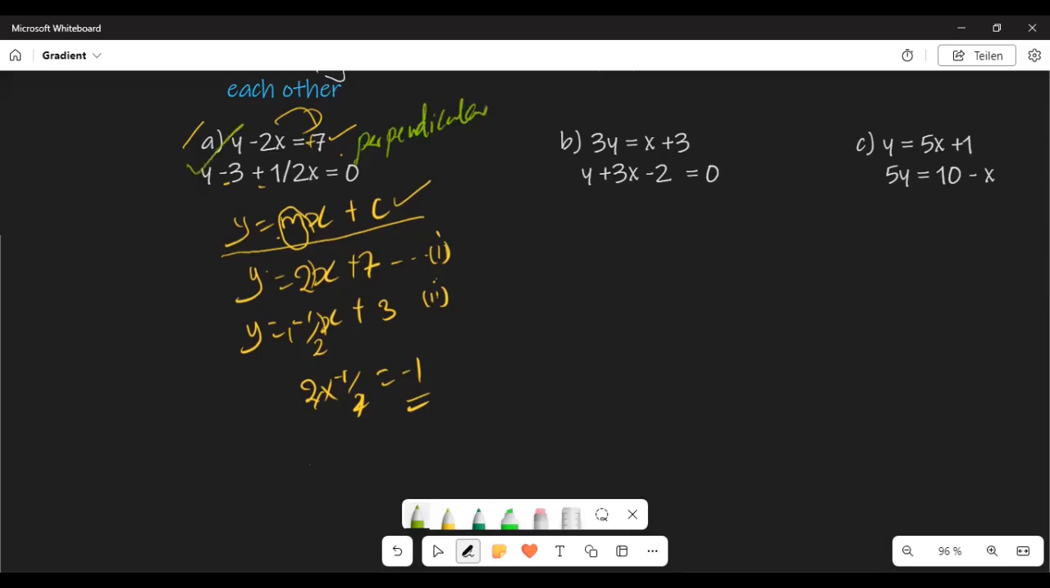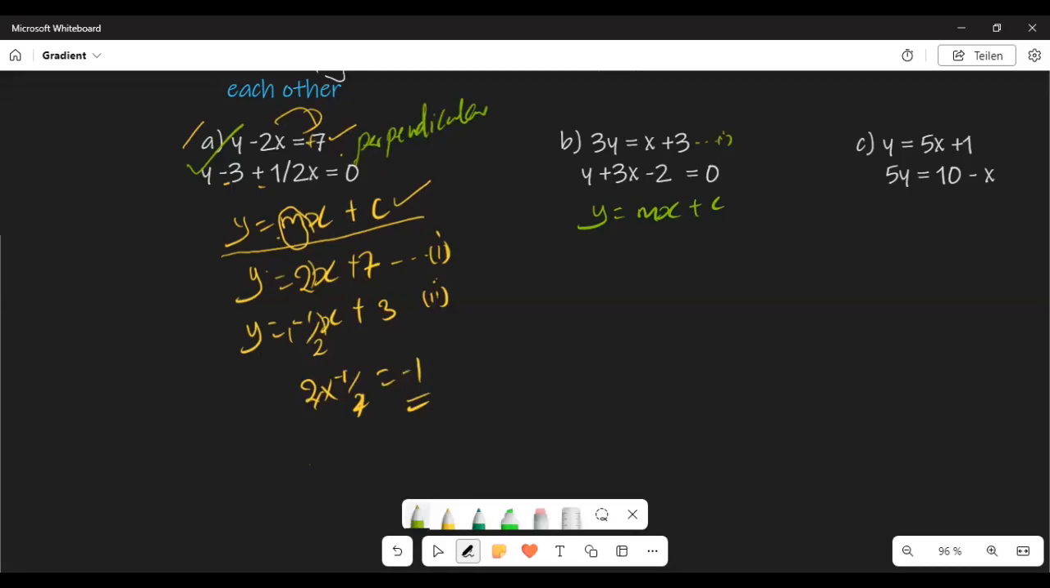So A is perpendicular. Now let's look at B. So B is also going to be the same method. We would just want to make sure that all our figures are in the format of y equals mx plus c. So in this case, we're going to take equation 1.